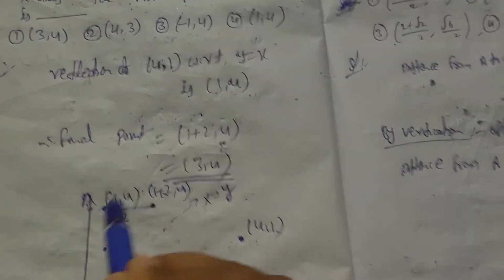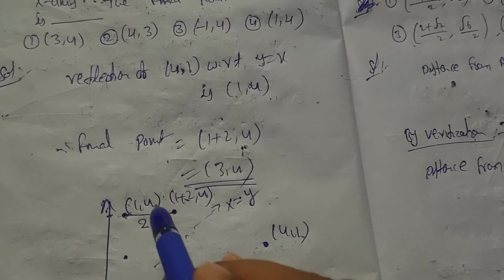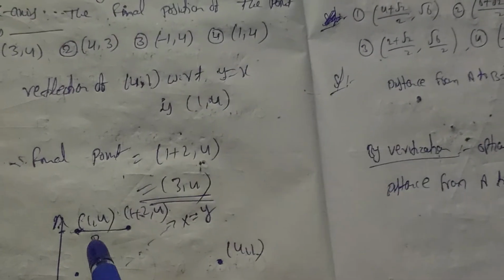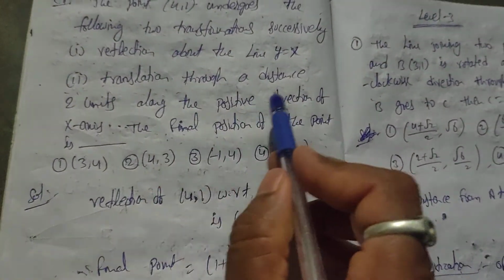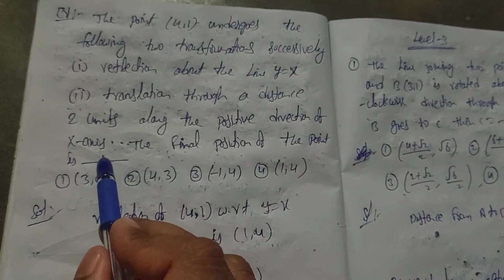So now he is asking, with respect to x is equal to y, the point 4 comma 1 changes to 1 comma 4. So this is the one changed point. Okay, 4 comma 1 changes to 1 comma 4.